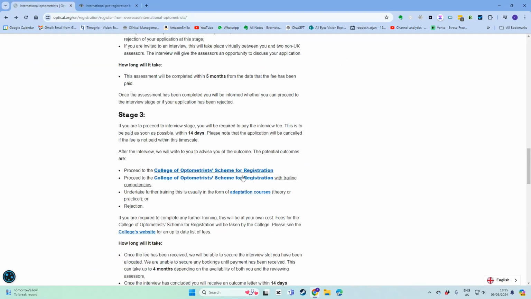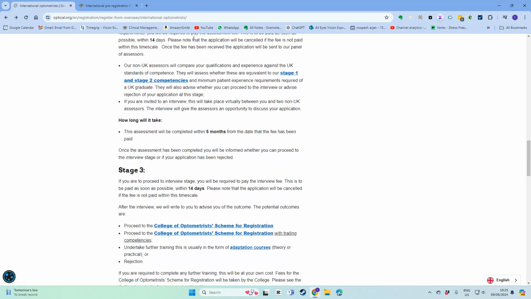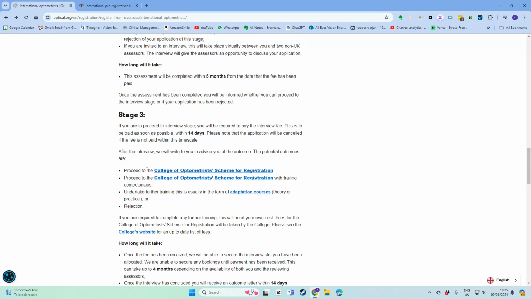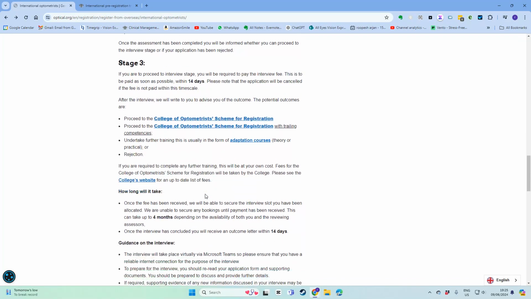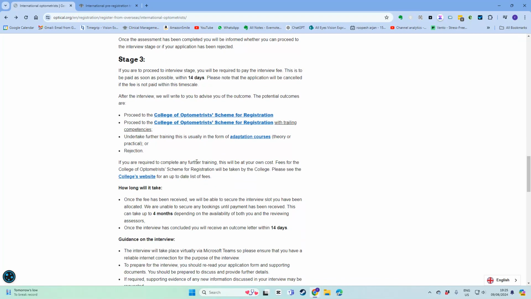My suggestion would be that when you're preparing, you actually understand what the scheme for registration is, so that when they're asking you questions, you've got an idea of the sorts of things they could ask you. Because what you don't want to do is not be able to hit that point there, which is the scheme for registration. Adaptation courses and trailing competencies and all these things will take extra time. And so preparation is really key. If you're required to complete any further training, this will be at your cost. And university courses are not low cost.